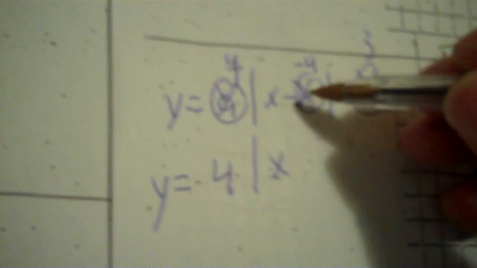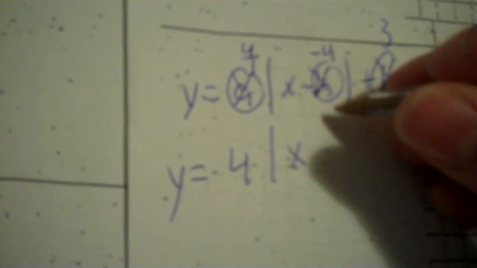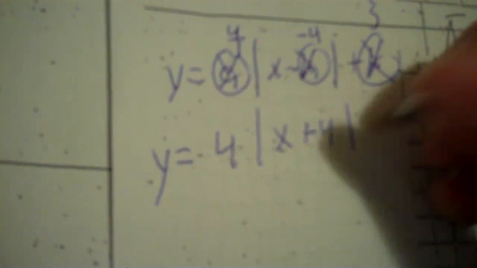And then x minus negative 4. Okay, if it's minus negative, that's plus 4. And plus 3. Equation. Okay.